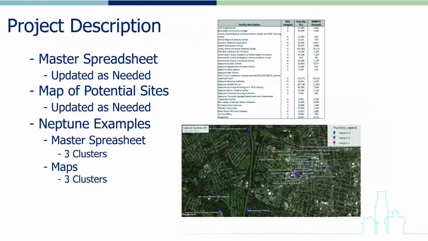In Neptune, the master spreadsheet that was originally created was modified and refined to identify 3 separate microgrid clusters. Likewise, its maps were further refined to identify these 3 clusters. Let's unpack the Neptune example in a bit more detail.